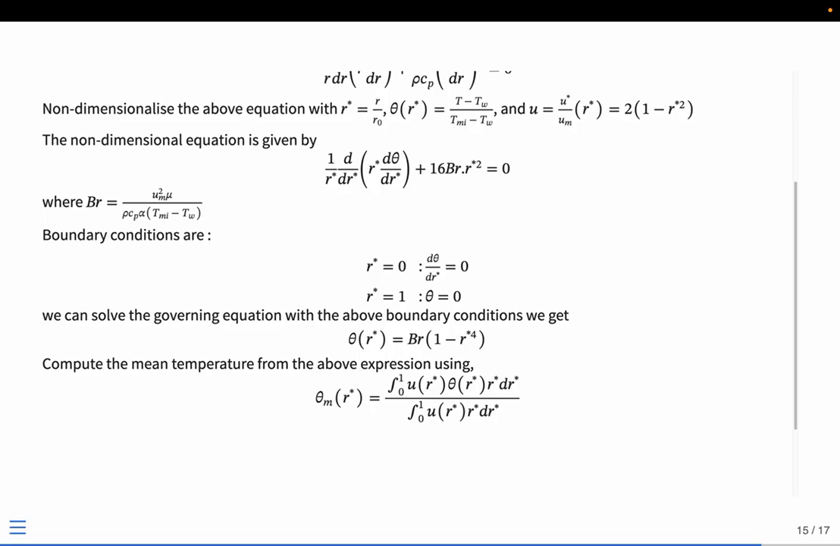I think it is consistent. So this u is basically 2 into 1 minus r star square, which you can substitute here to get theta m. Of course, theta m will be a function of the Brinkman number.